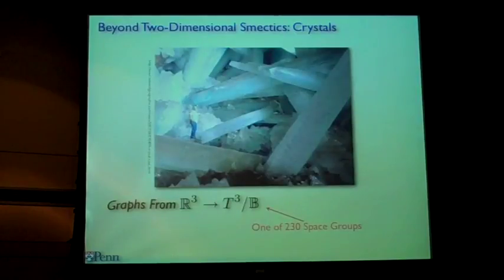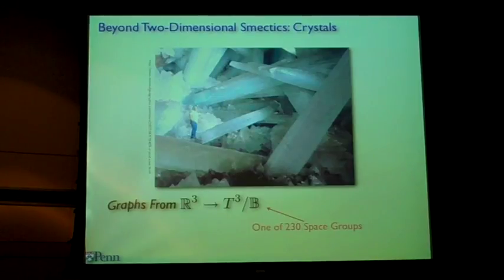The other thing is that we want to talk about whole 3-dimensional crystals. Everything I talked about was smectics. Smectics are, if you like, the simplest crystal. Right? They're periodic in one direction, but not in the other two. A crystal's periodic in 3 dimensions.